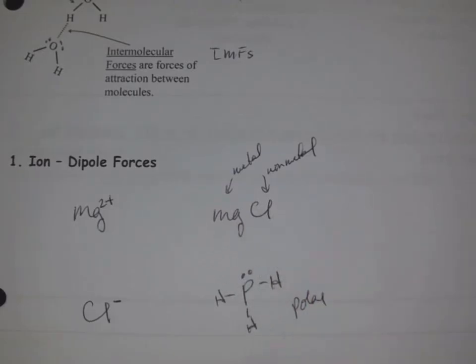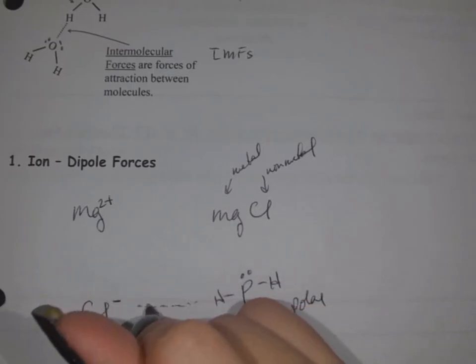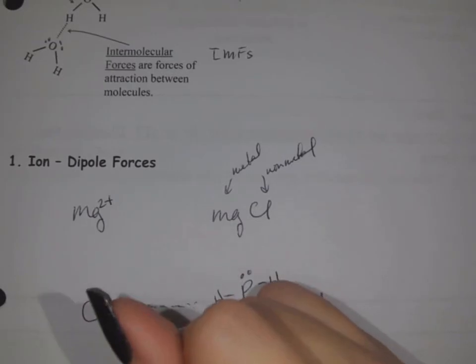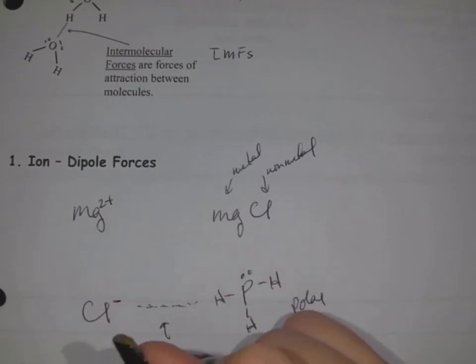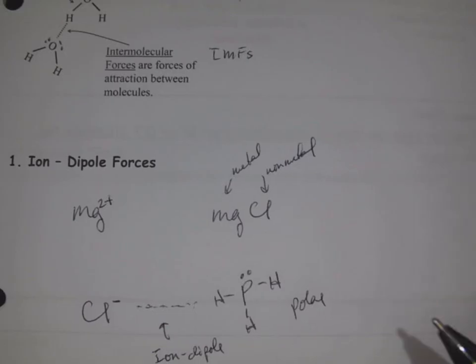And it turns out that if you have an ion and a polar molecule, there will be an attraction between them. Okay, there will be an attraction between them. And this attraction between them, this IMF, we call an ion dipole force. Okay, an ion dipole force. Now, how would these polar molecules arrange around these ions, though? And this is an important part.